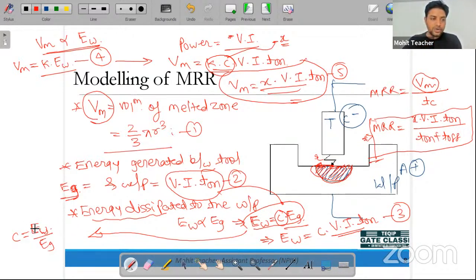Why am I calling it efficiency? Because whatever amount of energy is dissipated, how did this energy come into existence? If energy were not generated there, energy would not be dissipated either. So energy generation is the input and energy dissipated at the workpiece is the output. Output upon input is the efficiency. So you can also consider it in terms of efficiency. Is it clear?